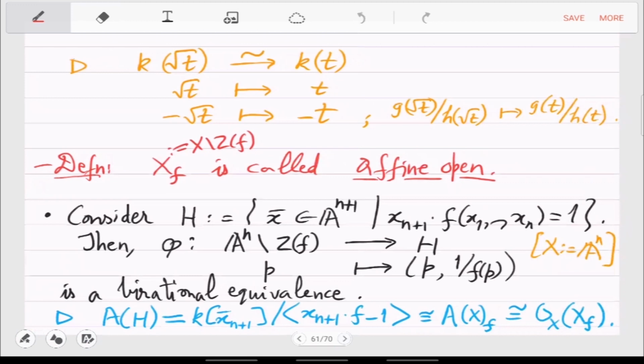Then we had the affine open. We are calling this X_f the affine open, and we showed a birational isomorphism or equivalence between the affine open and this zero set, the hypersurface. So X_f is this distinguished open set, but it is also birational to it. In fact, it's also an isomorphism, so you have morphisms both ways. So it is isomorphic to a hypersurface in a bigger ambient space, affine n plus 1 space.